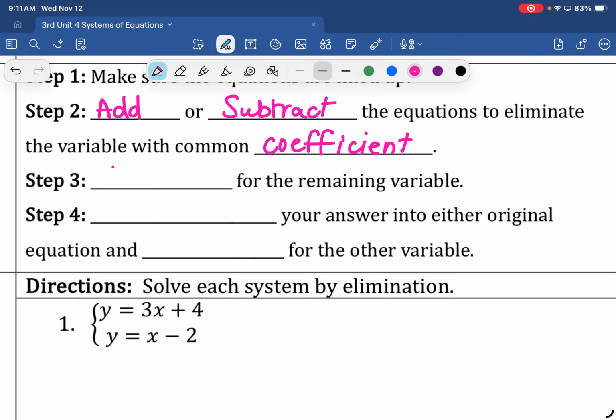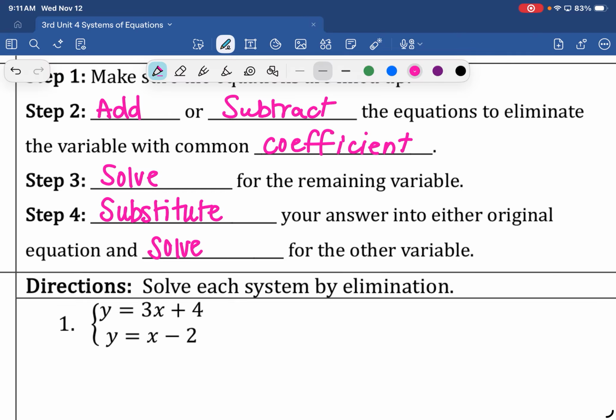Step 3 is to solve for the remaining variable. So we eliminate one, solve for the other, and then we're going to substitute that one back in to solve for the other one. So the second half of it is the same as the second half of using substitution. Once you find one variable, you just plug it in to find the other. Okay? So we're going to go ahead and look at number 1.